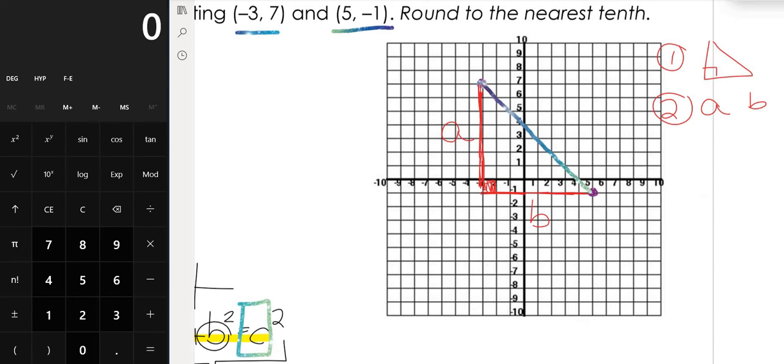Let's just go ahead and count. So I have 1 for the a: 1, 2, 3, 4, 5, 6, 7, 8. So this length here is 8. Do the same thing for b: 1, 2, 3, 4, 5, 6, 7, 8. Okay, again, I have 8.